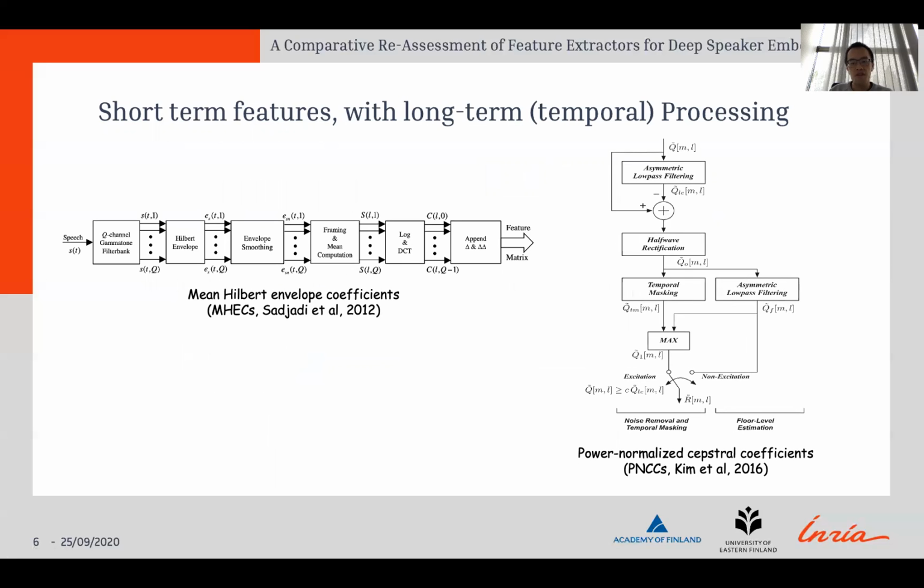On the other hand, PNCC is a bit more complicated, and from my perspective it uses a series of masking and filtering operations. It is more targeted at reducing noise effects. We won't spend much time explaining this, and people interested are welcome to check the original work, which is shown in the reference list at the end of this video.